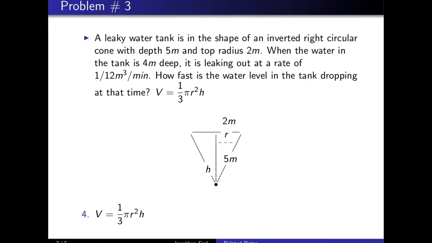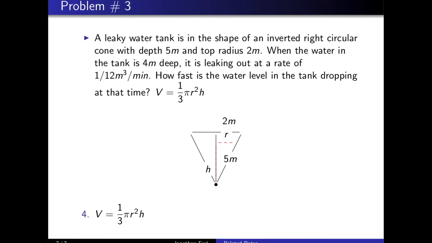Okay, so the last problem that we're going to do is a leaky water tank in the shape of an inverted circular cone. The cone has a depth of 5 meters and a top radius of 2 meters. When the water in the tank is 4 meters deep, we're told that it leaks out at a rate of 1/12 cubic meters per minute, and we want to see how fast the water level is dropping in the tank at the time in question. We're also given that the volume for a right circular cone is 1/3 pi r squared times h.